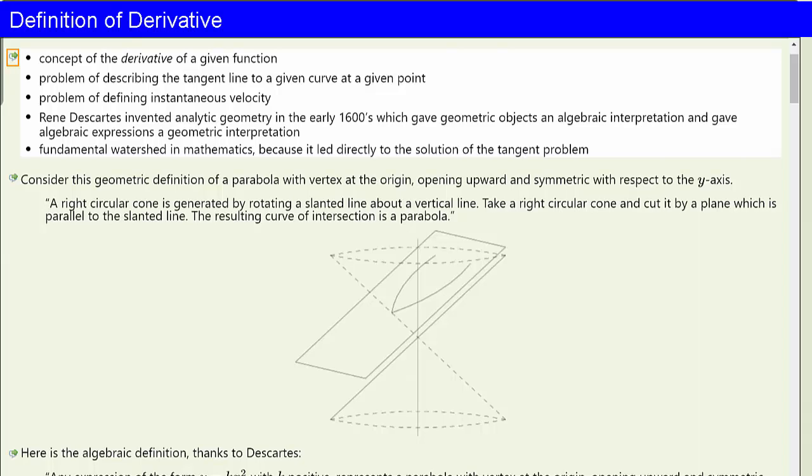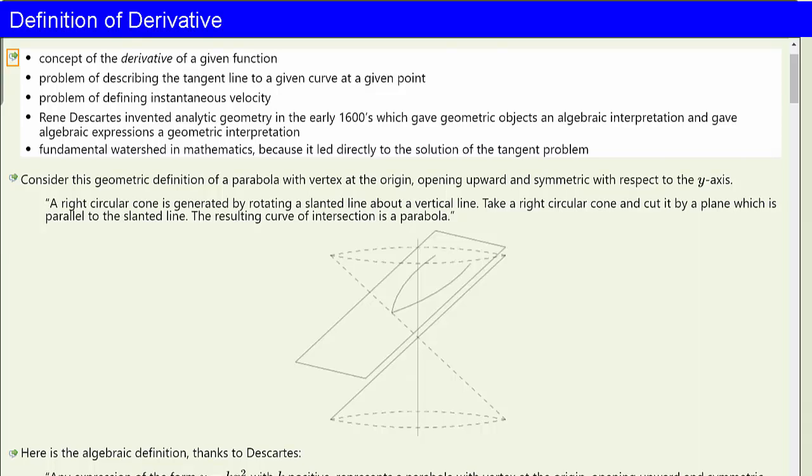In this lecture, we're going to study the concept of the derivative of a given function. First, some background. Among the many unsolved problems in mathematics during the Renaissance, there were two that led to the concept of the derivative of a function. Specifically, thinkers were concerned with the problem of describing the tangent line to a given curve at a given point. And they were also concerned with the seemingly unrelated problem of defining instantaneous velocity.